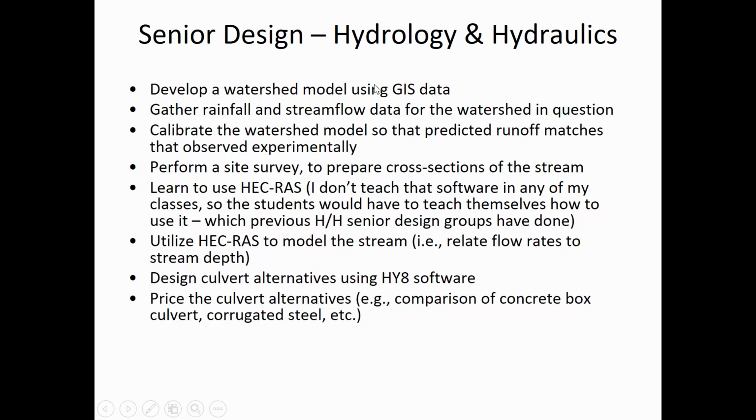The first thing you have to do in developing a watershed model is getting the land use, the soil type, elevation data, and so on. And you'll learn how to do that very easily. It's easy to throw together a watershed model, but calibrating it is really the tricky thing. And so gathering rainfall data and stream flow data is going to be part of that.